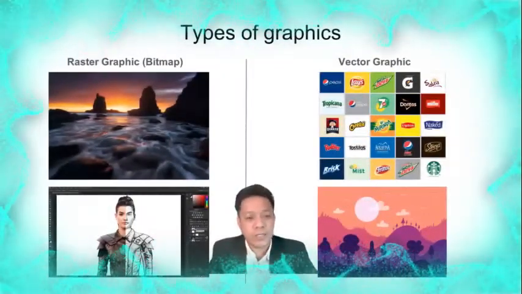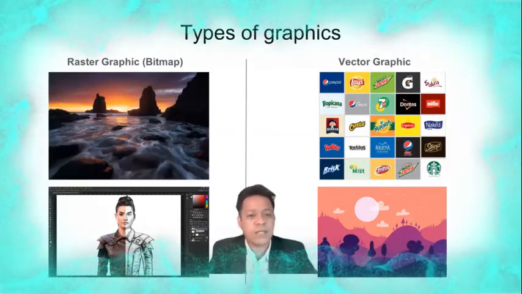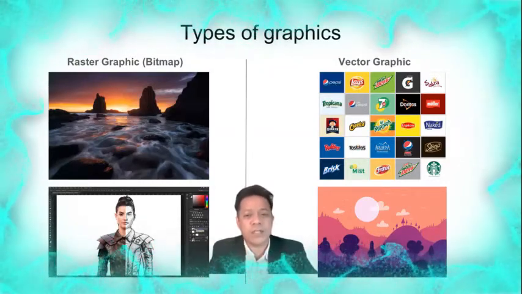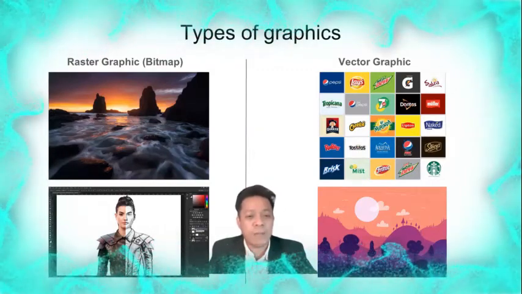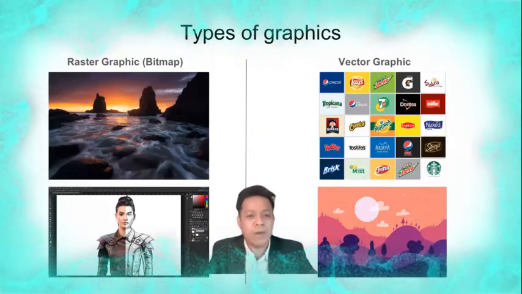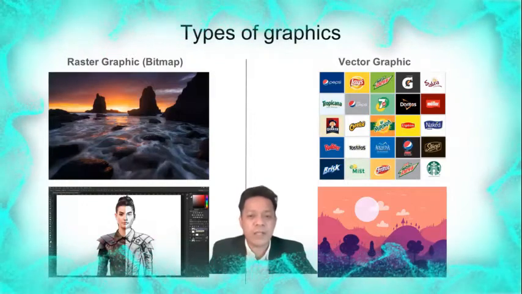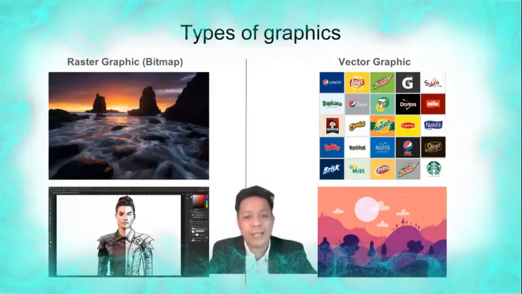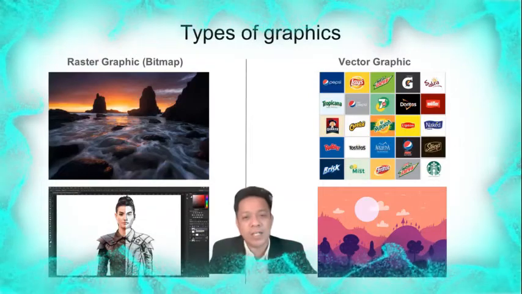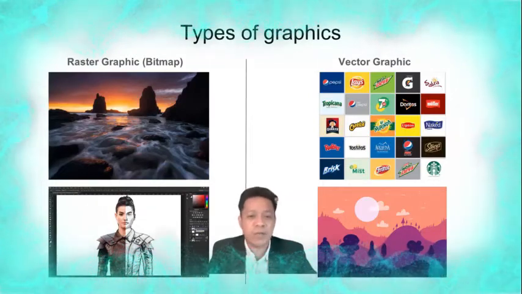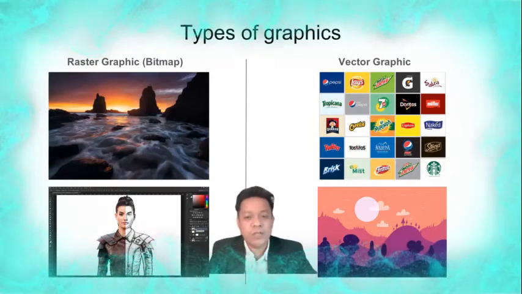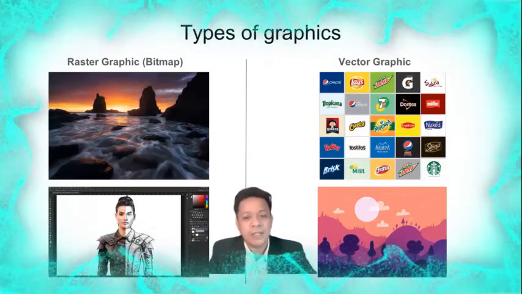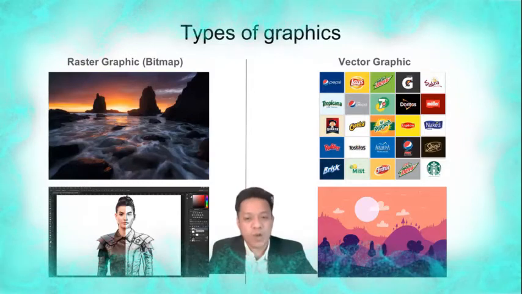There are two types of graphic that are normally used in industry. The first one is raster graphic, and the second one is vector graphic. Raster graphics normally use a bitmap, meaning in terms of pixels of the image, and vector graphics focus more on lines and mathematical formulas that can display the graphic using lines and two points of drawing.